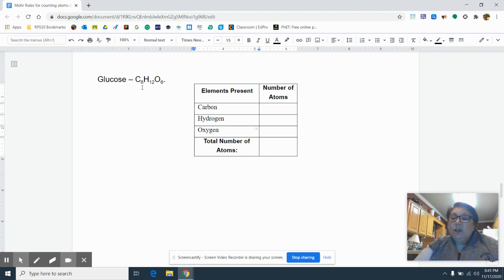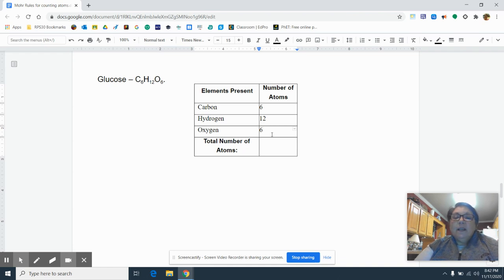There's a 6 after the carbon. The 6 goes with the letter in front of it. So there are 6. Then there's a 12. It goes with the letter in front of it. So it goes with the hydrogen. 12. There's a 6 after the O. So that goes with the O. 6.